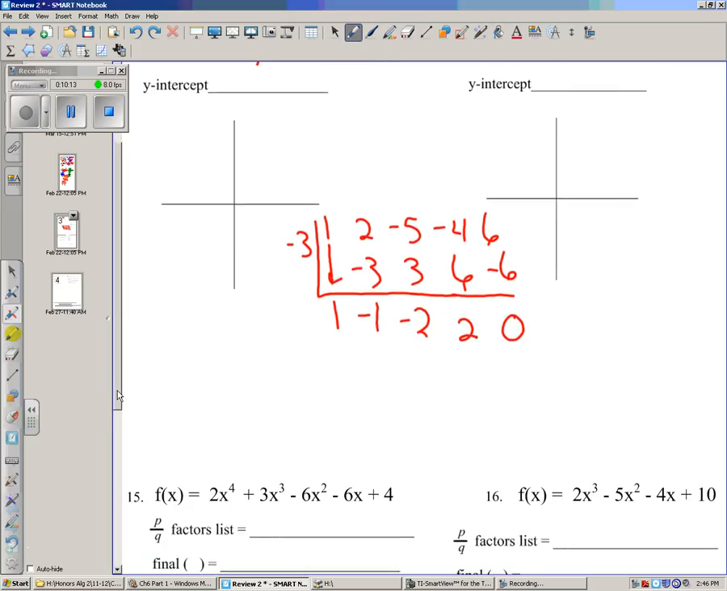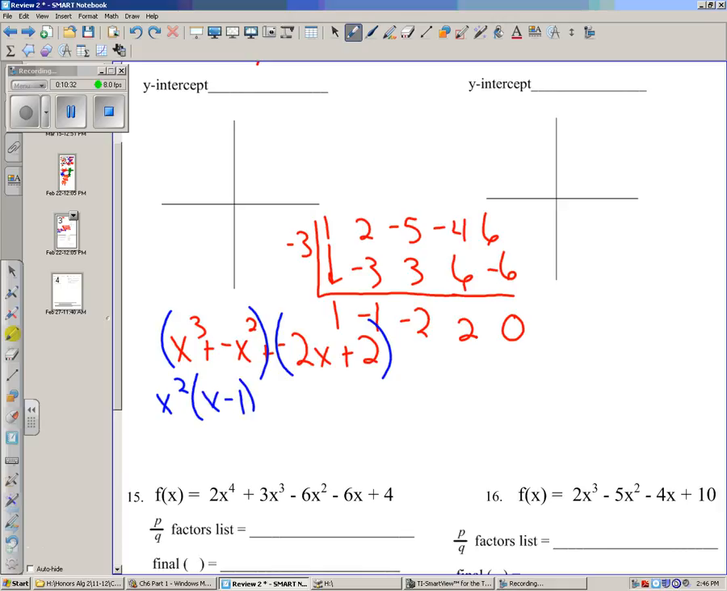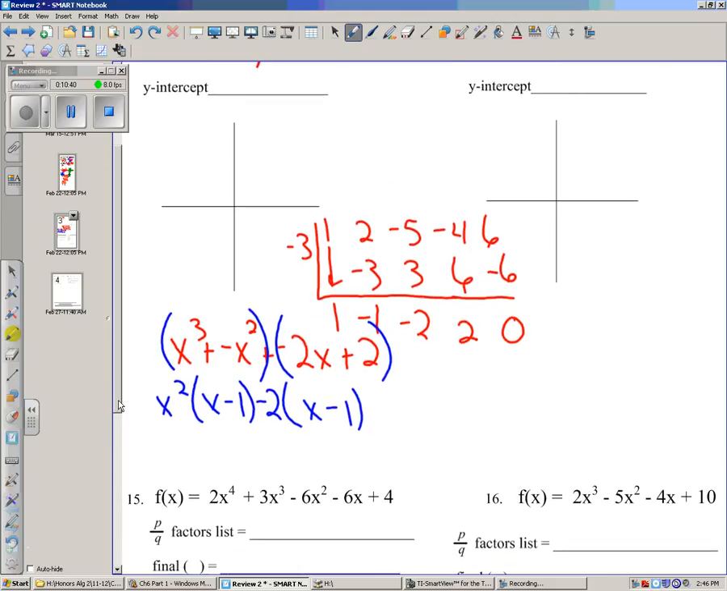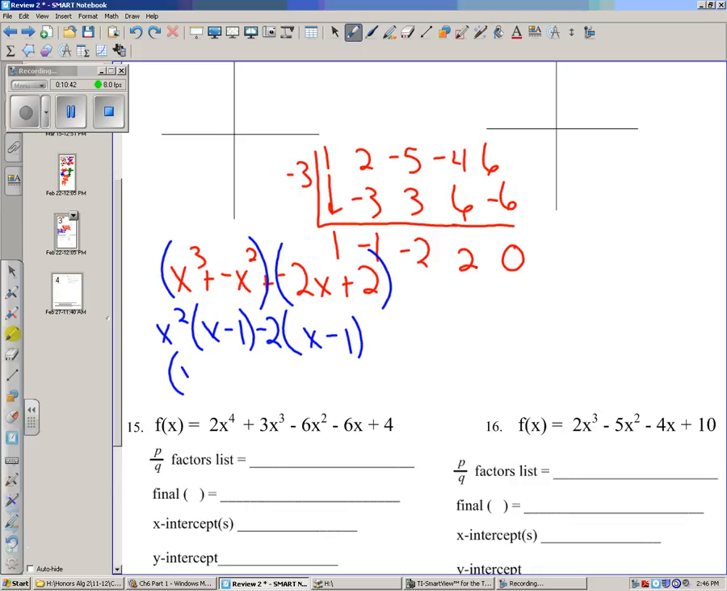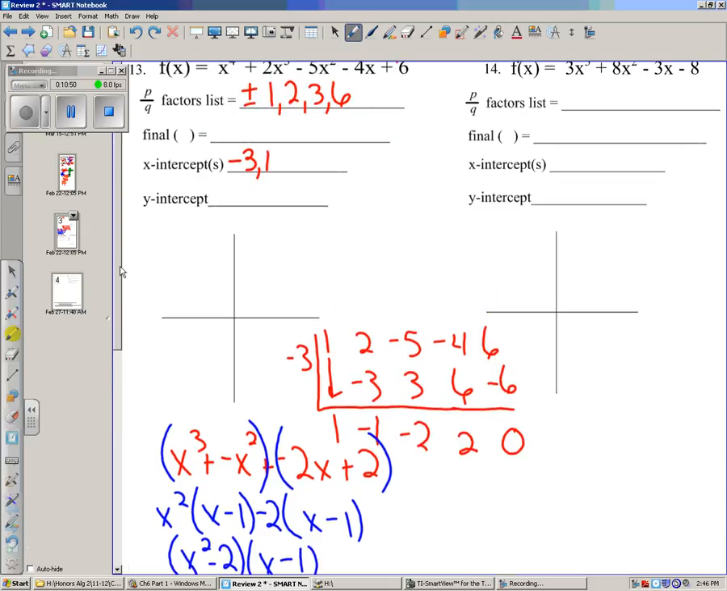I'm going to put my x's in, and I'm going to group. From the first set of parentheses, I can take out an x squared, and I'm left with x minus 1. And I need an x minus 1 from the other set of parentheses, so I will be taking out a negative 2 to get that. And now I'm ready to put my final parentheses up in my answer spot. I'll have x squared minus 2 as one, and x minus 1 as the other.